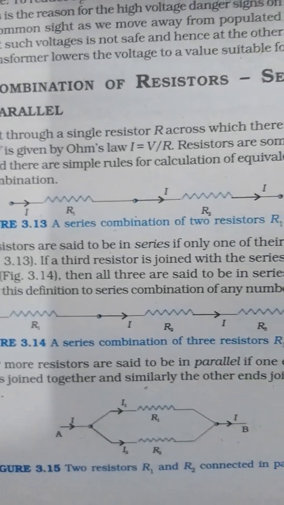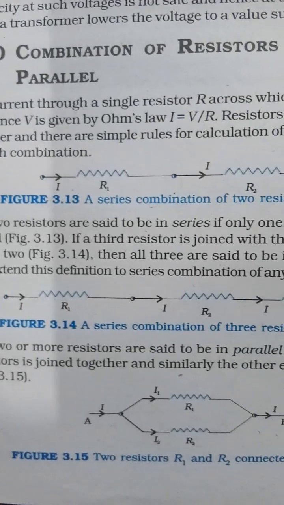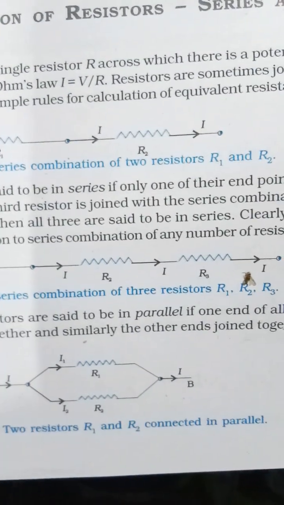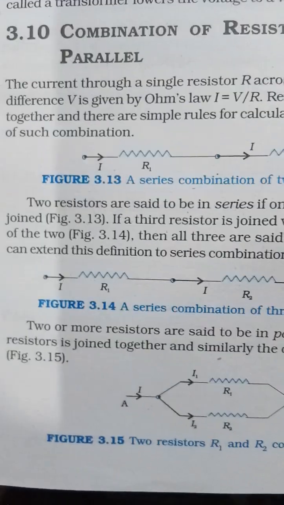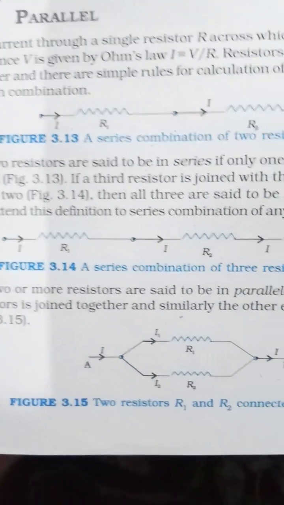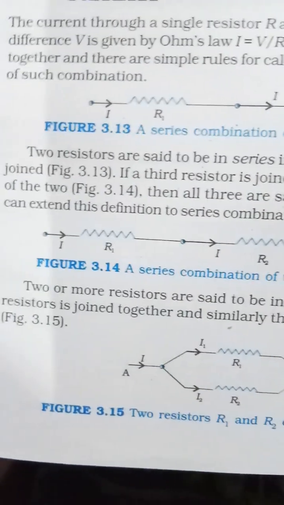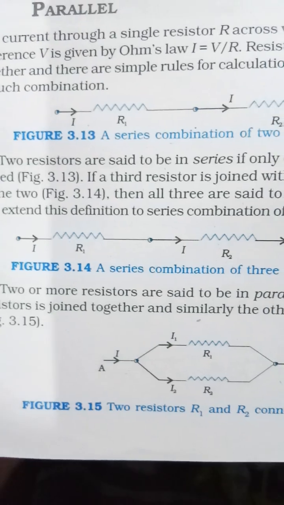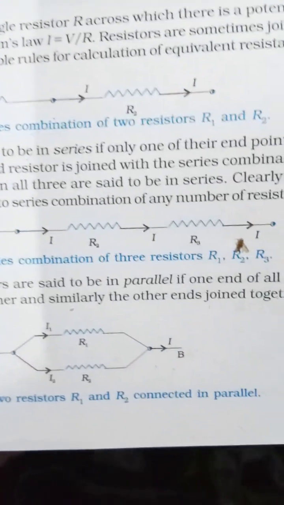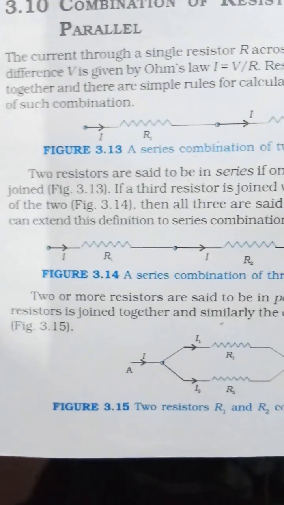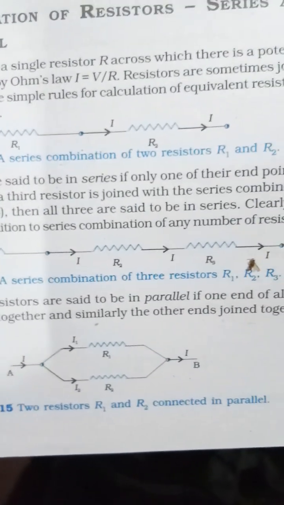I is equal to V by R. Resistors are sometimes joined together, and there are simple rules for calculating the equivalent resistance of such combinations. You can see a series combination of two resistors R1 and R2. Two resistors are said to be in series if only one of their end points is joined, figure 313. If a third resistor is joined with the series combination of the two, figure 314, then all three are said to be in series.